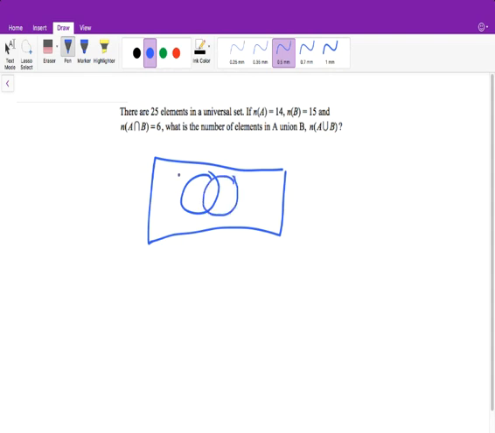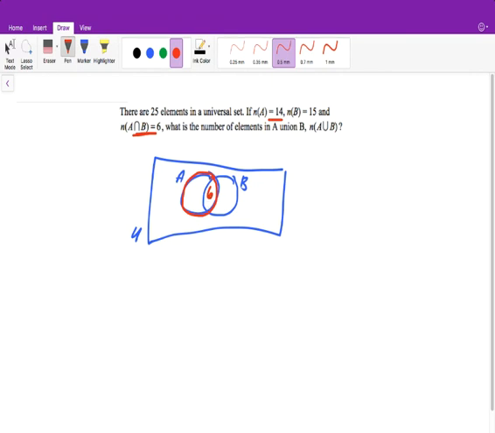So there's our two sets. Let's just say A and B, and this is our universal set. So the first thing we'll fill in, remember, is we always fill in the innermost parts. So this is A intersection B, so it's where they overlap. So 6 is here. Now, in this entire circle A, we know that there are 14 elements based on what they tell us. Well, we've already accounted for 6 in this intersection part.